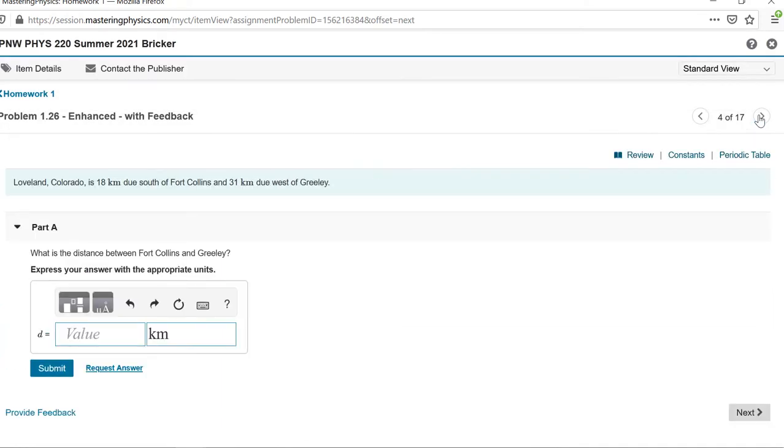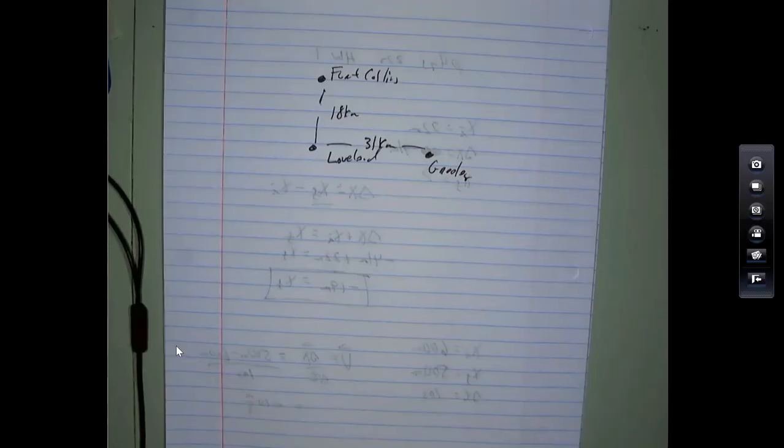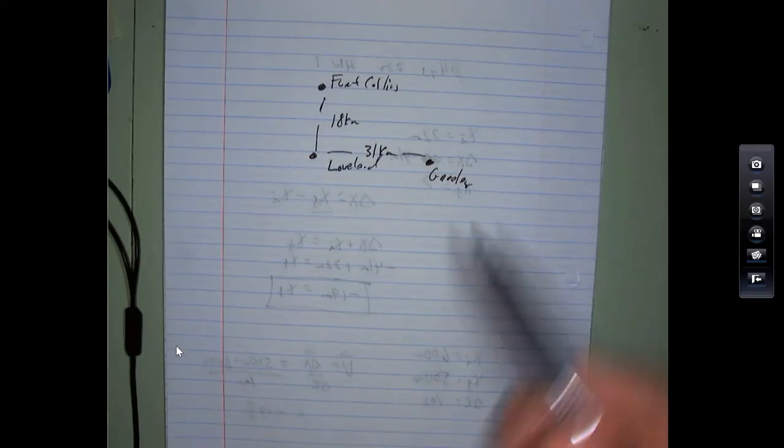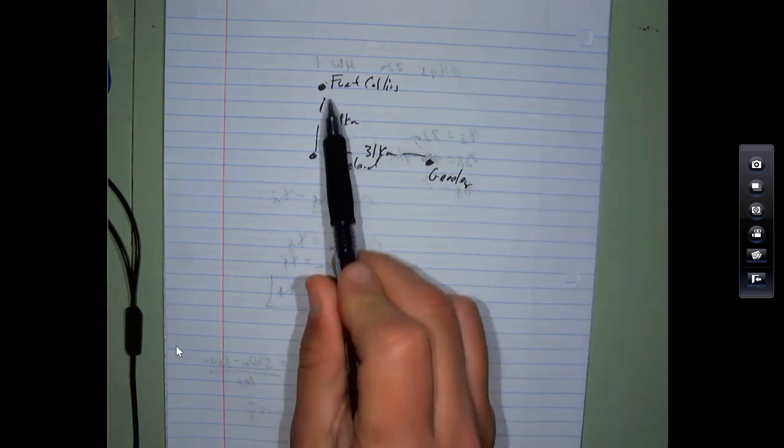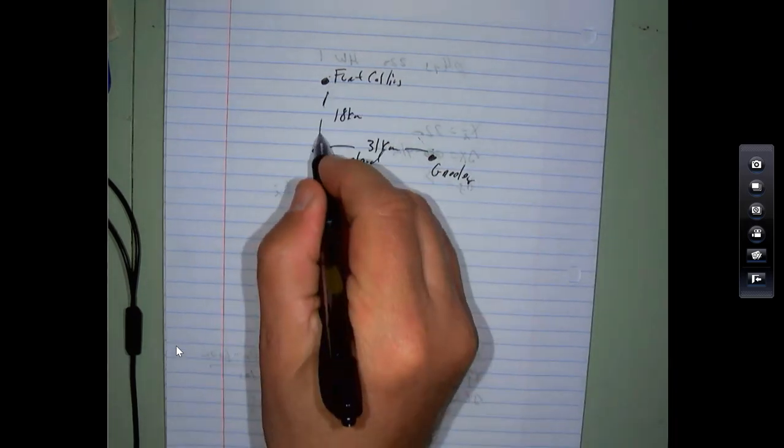Loveland, Colorado is 18 kilometers due south of Fort Collins and 31 kilometers west of Greeley. What's the distance between Fort Collins and Greeley in kilometers? Okay, so this is a little bit of a trig review. Let's take a look at it. We want the Fort Collins to Greeley distance. So we're given this part and this part. This is a right angle, so this is a Pythagorean theorem problem.